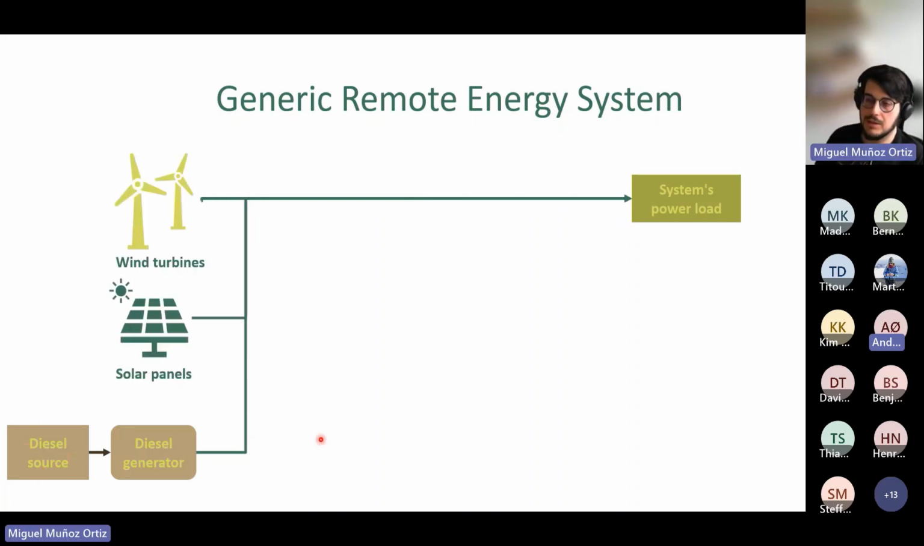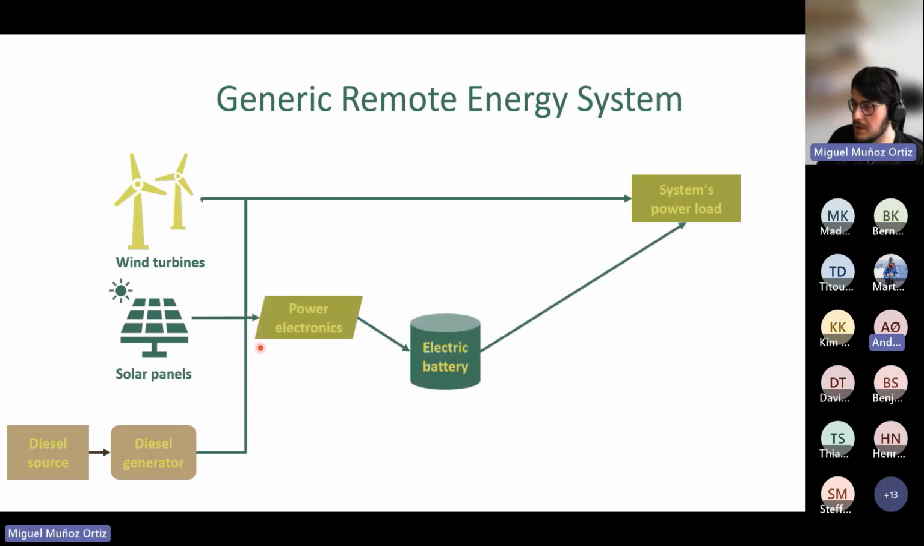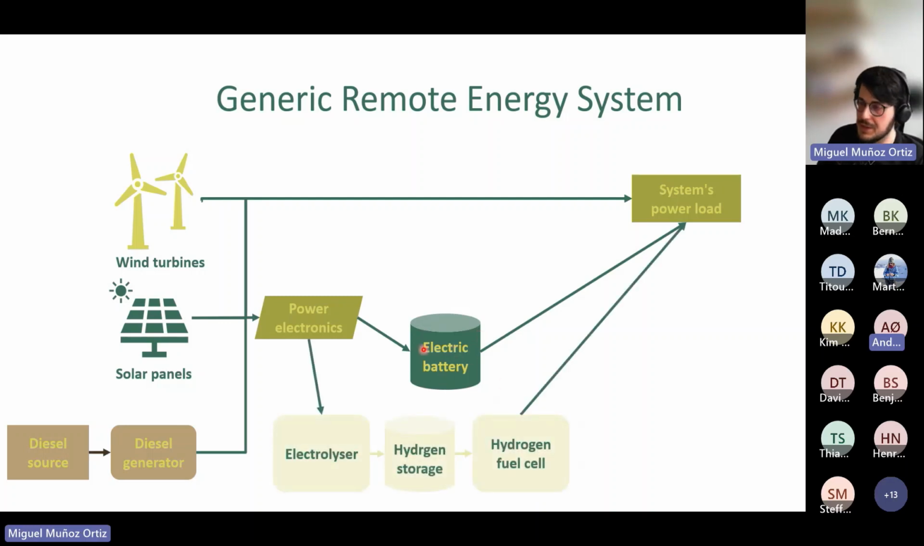But we want to see how we can optimally use renewable energies to substitute the diesel generator. So we have solar panels and wind turbines as options for renewable energy source, and we have electric battery and hydrogen as options for storage. The hydrogen storage consists of an electrolyzer that transforms electricity and water, but it is simplified here, so it's not represented. Hydrogen storage and a fuel cell transform the hydrogen back to electricity.